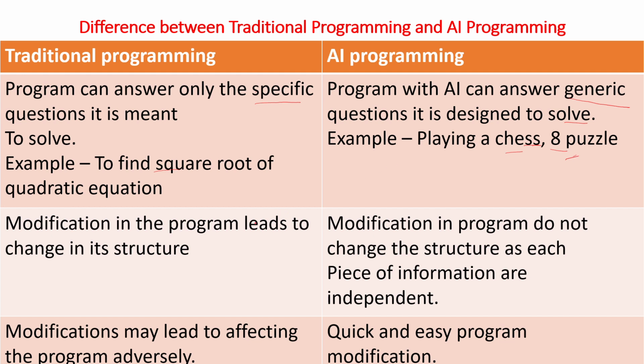Then in traditional programming, modification in the program leads to change in its structure. If any modification in the program is done, the whole structure of the program gets changed. But in AI programming, modification in the program does not change the structure of the program, because each piece of information or instruction of the program is independent of each other. And finally, modification in traditional programming may affect the program adversely, have a negative impact on the program. But in AI programming, quick and easy modification is done.